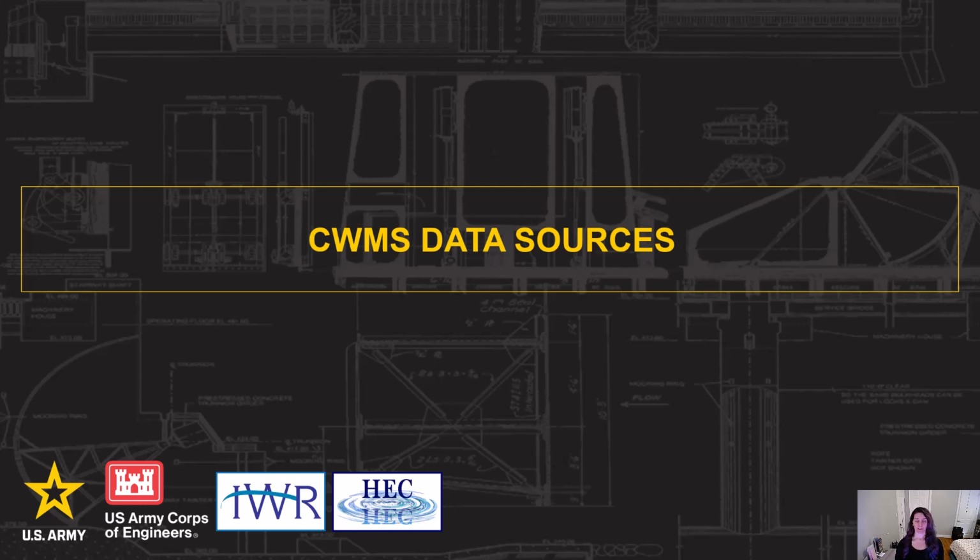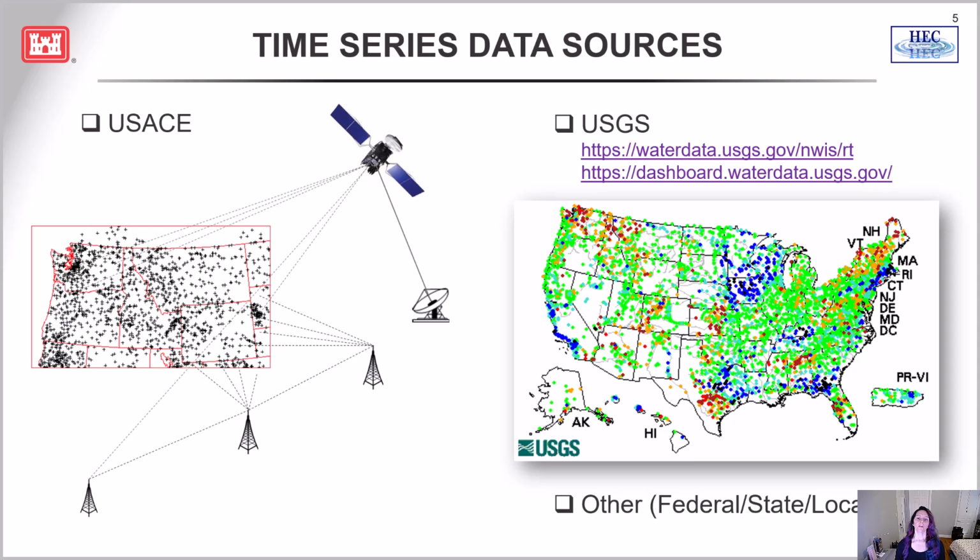As discussed in the previous video, there are 2 types of real-time data for SWMS. There is time series and gridded data. First, we're going to take a look at the time series data sources. So there are plenty of different sources for you to get time series data. Some of the major ones include any USACE maintained gauges or projects such as your reservoirs, your locks, your dams, etc. In addition to that, we can look to our federal partner, the USGS, who maintains an extensive network of gauges across the United States to include Alaska, Hawaii, and Puerto Rico Virgin Islands.